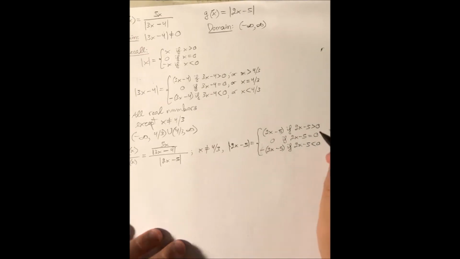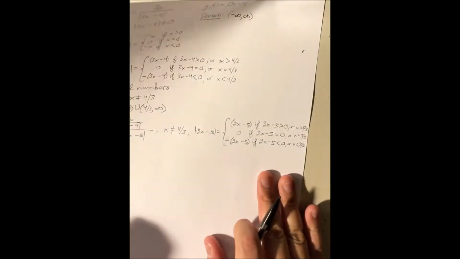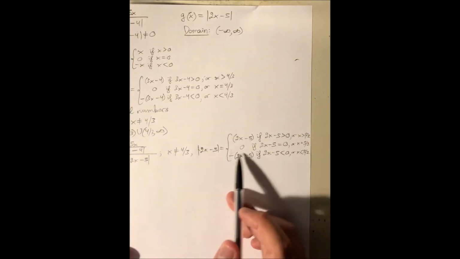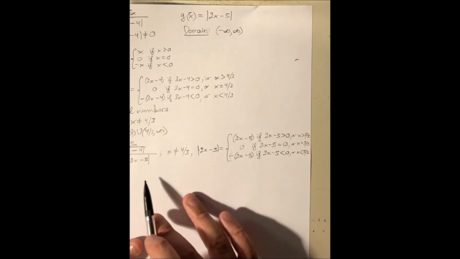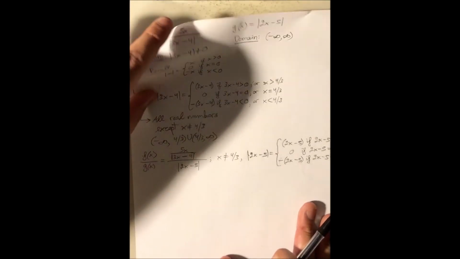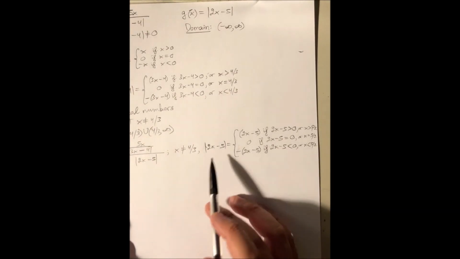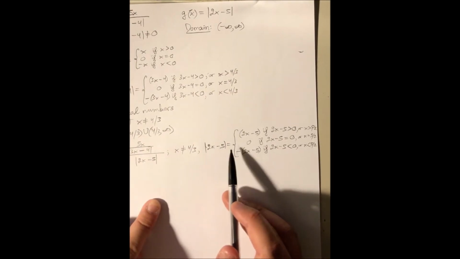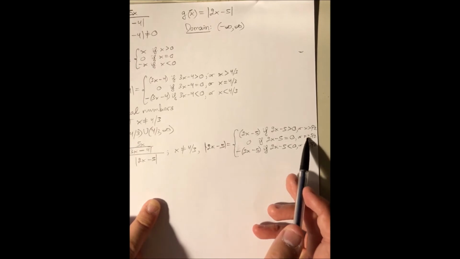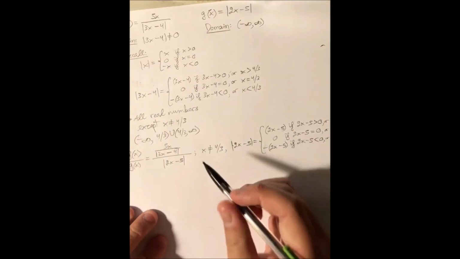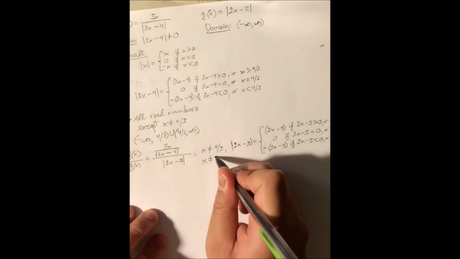Of course, solving for x, you can tell right away that this is the same as saying x greater than 5/2, x equal to 5/2, and x less than 5/2. Hopefully you can see it there. So yeah, this is a piecewise function of absolute value of 2x minus 5, which is the denominator here. And looking at this piecewise function, we know that the denominator absolute value of 2x minus 5 is going to become 0 if x is 5/2. So really another restriction is x cannot be equal to 5/2.